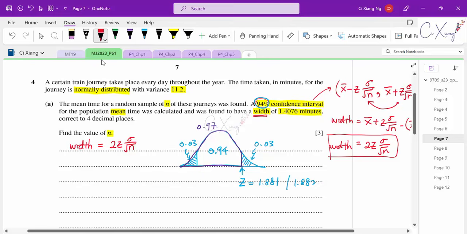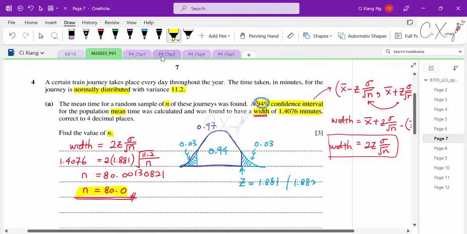Alright. Then now I want to substitute all the values in. My width is 1.4076. And then 2 is a 2. z is 1.881. Sigma will be square root of 11.2. And the sample size is n, and I don't know the value of n. So by moving all the values around slowly, you should be able to get n, which equals 80.00130821. So correct it to 3 significant figures. The sample size that we have for this is n equals 80.